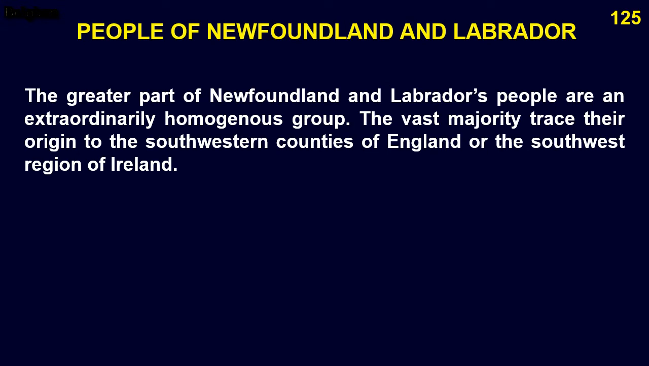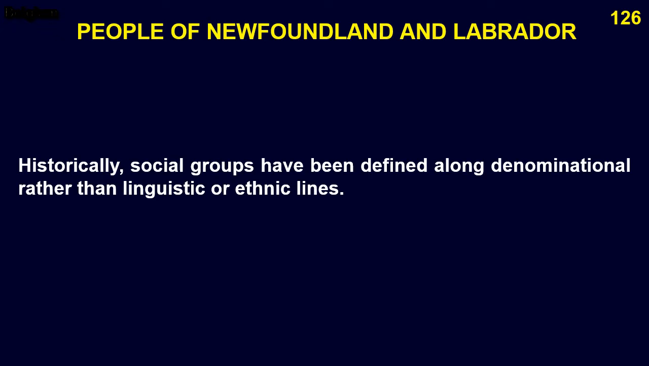The greater part of Newfoundland and Labrador's people are an extraordinarily homogeneous group. The vast majority trace their origin to the southwestern counties of England or the southwest region of Ireland. A small number trace their ancestry to other English and Irish counties, Scotland, Wales, the Channel Islands, or the coasts of Normandy and Brittany in France. Virtually all are English-speaking. Historically, social groups have been defined along denominational rather than linguistic or ethnic lines. The three principal denominations are Roman Catholic, Anglican, and the United Church of Canada.